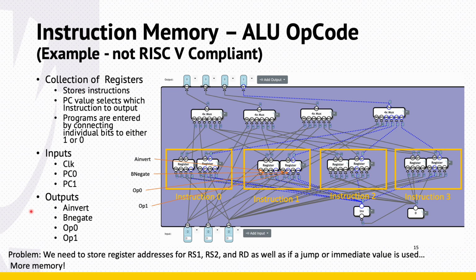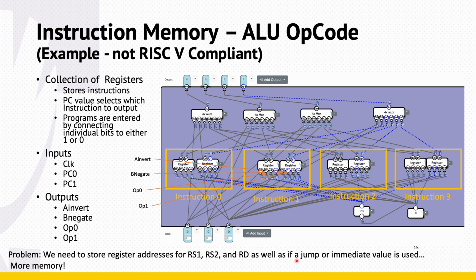But the problem is, the reason this is not our full instruction memory is because we don't just need to store the ALU opcode. We need to, in an instruction, let's think about it. If we have an add instruction in RISC-V, we have to designate the opcode that we're going to send to the ALU, but we also have to designate the source register address for RS1, the source register address for RS2, and where we're going to store the results. And then there are other things, right?